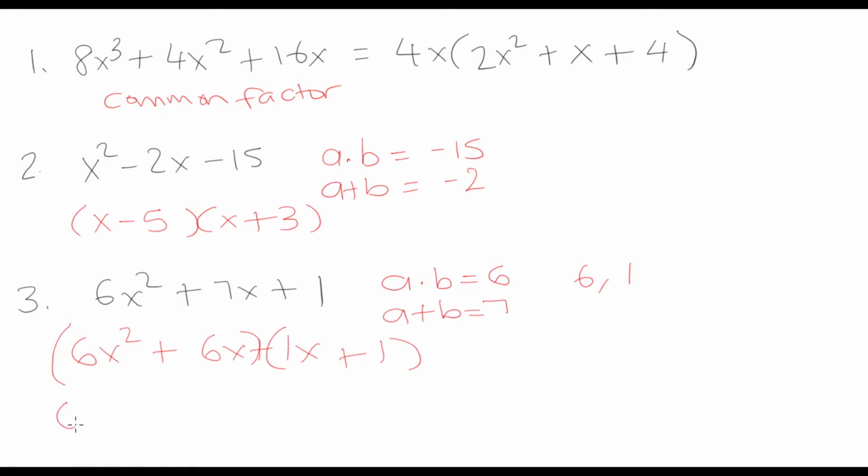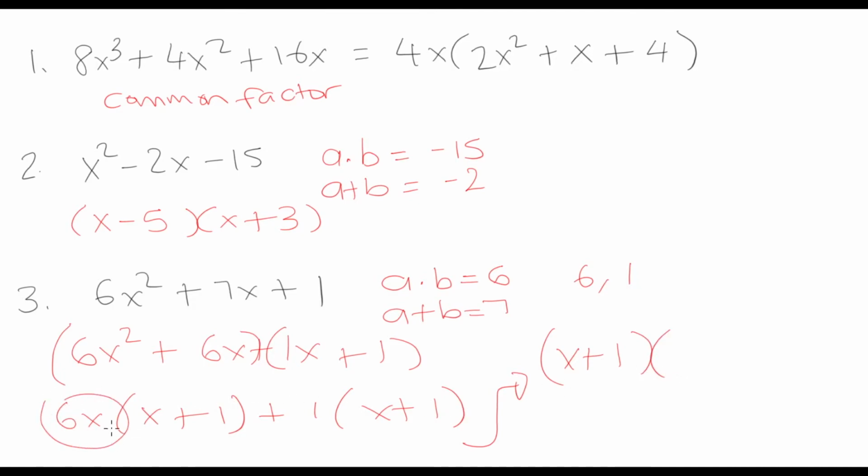So here we took out a 6x and we were left with an x plus 1. And in this group, we took out just the 1 and we were left with x plus 1. And now we have x plus 1 and x plus 1 that we can factor out and write down whatever we have left, which is 6x plus 1. And that is how we factor by grouping.